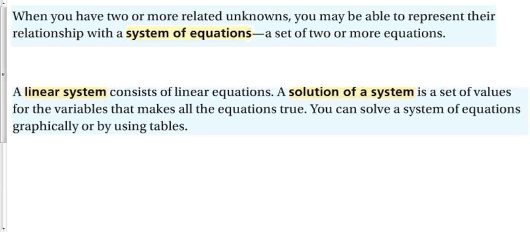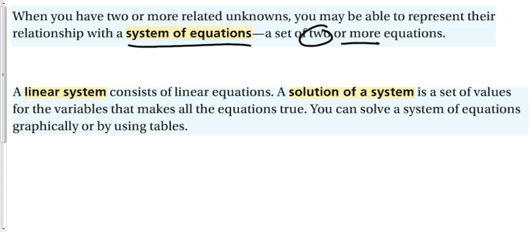So when you have 2 or more related unknowns, you may be able to represent the relationship with a system of equations, a set of 2 or more equations. That's what a system is. We'll see this in a later section, but if we have 2 variables, in order to solve that system, we need 2 equations. If we have 3 variables, we need 3 equations, and so on. For 4 variables, we would need 4 equations.